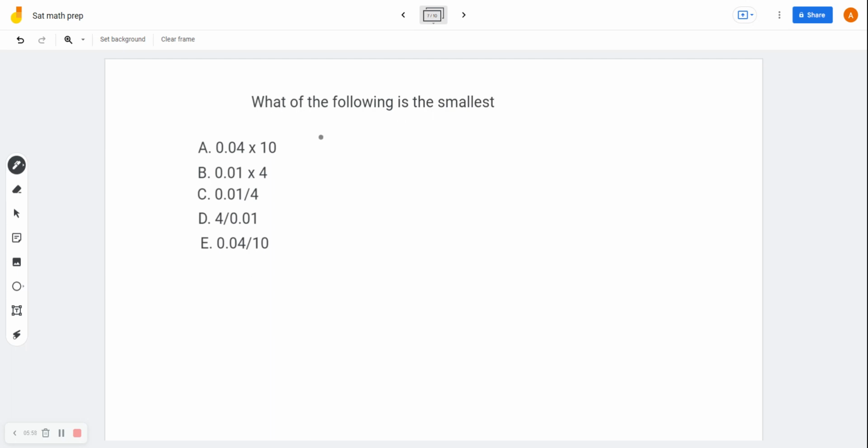Next one. Which of the following is the smallest? So this here would turn into simply 0.4. This turns into 0.04. This turns into 0.0025. This turns into 400, which is insane. And then this simply turns into 0.004. But we know this one is smaller than this one, so we just have to pick C.